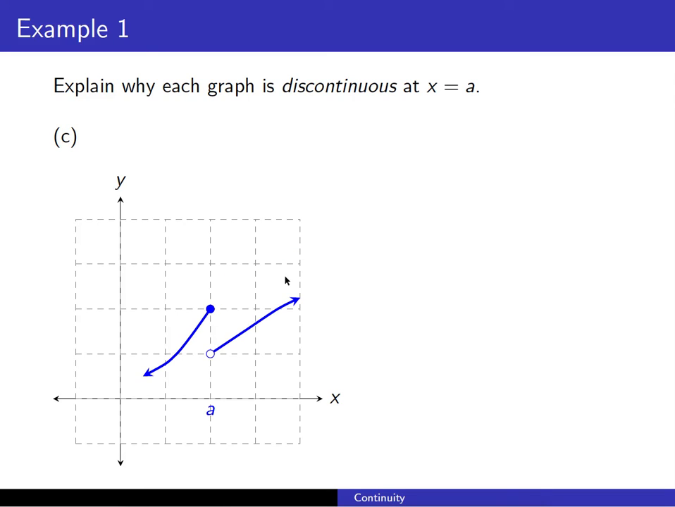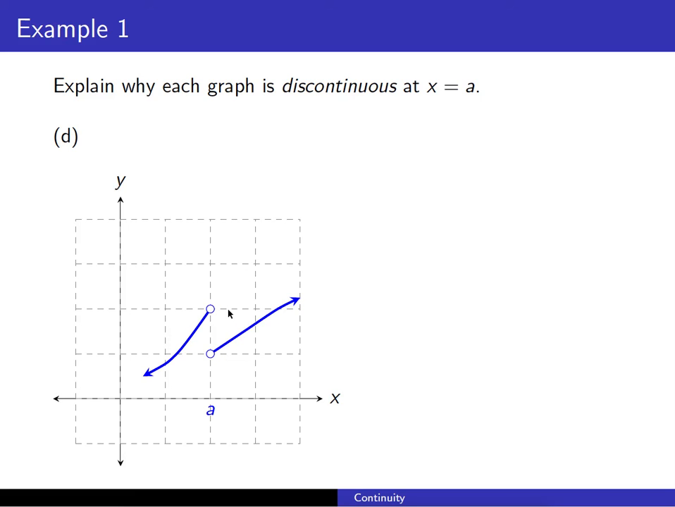Part C, here we have the function defined at x equals a. Let this be 2, y equals 2. However, our left hand limit is 2, our right hand limit would be, let's say, 1. So the left limit and the right limit aren't equal to each other. They both exist, but they're not equal to each other, and that's not good.